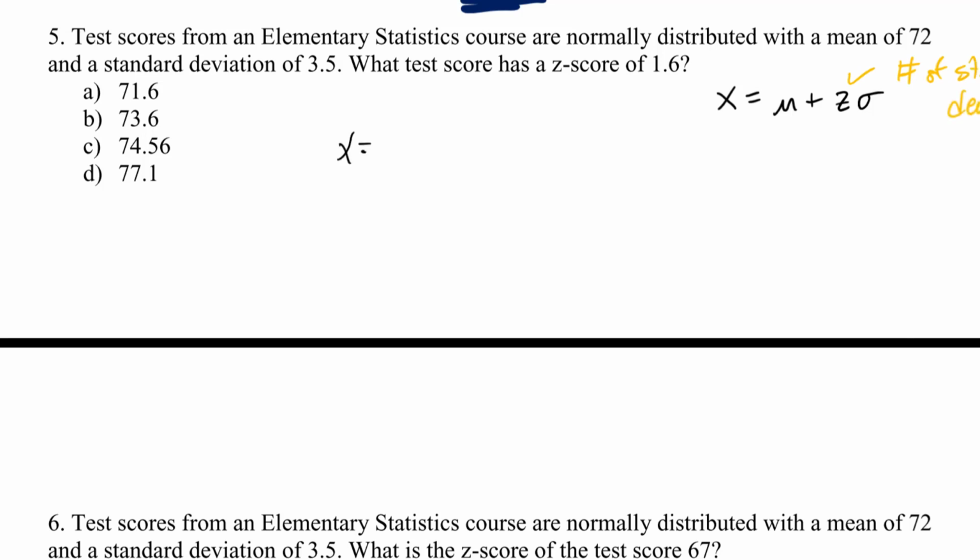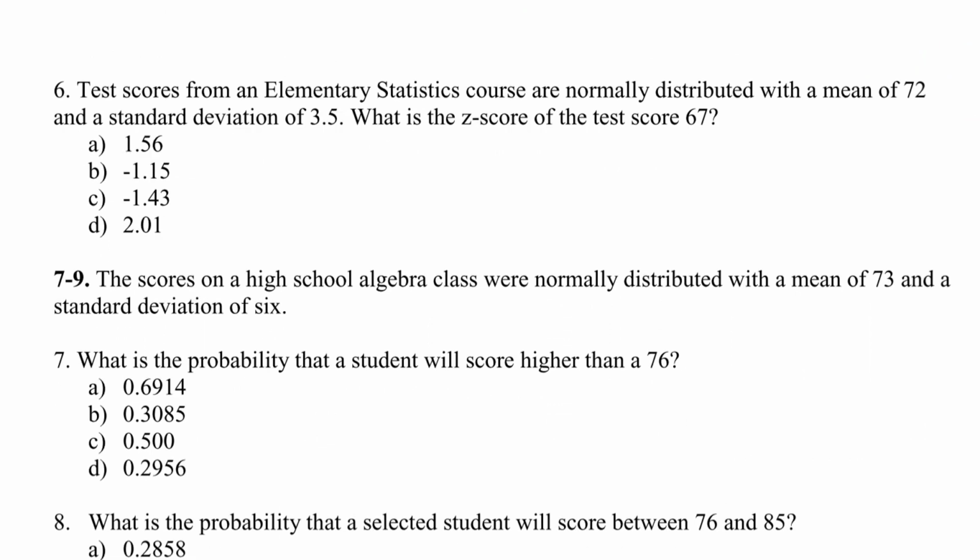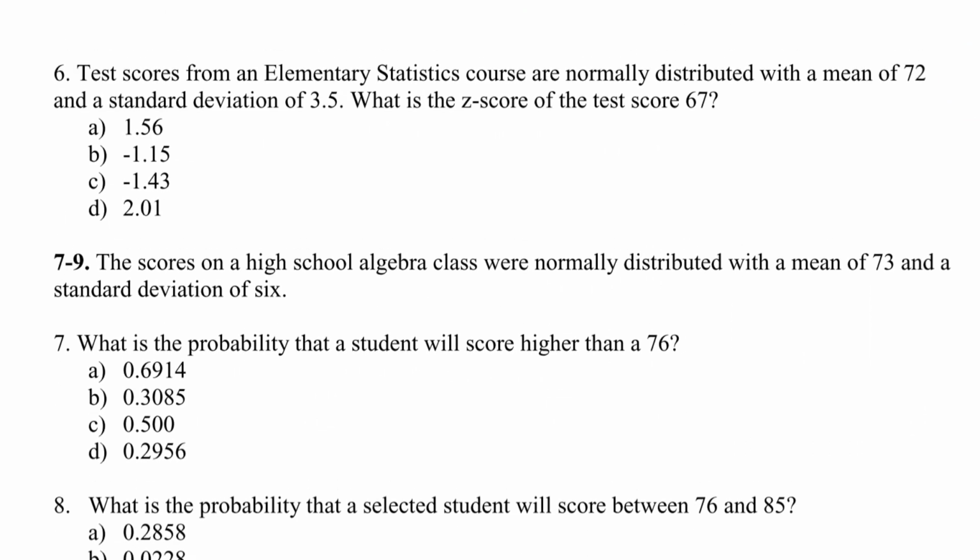So if x has a Z-score of 1.6, then all I have to do is plug in that number into this formula. We have 72 plus 1.6 times my standard deviation of 3.5. Again, this is a calculator situation, and you should get 77.6, which is what we meant here on part D. It's 77.6, not 0.1. All right, going on to number 6 now. This time we have the same mean and standard deviation. What is the Z-score of a test score of 67?